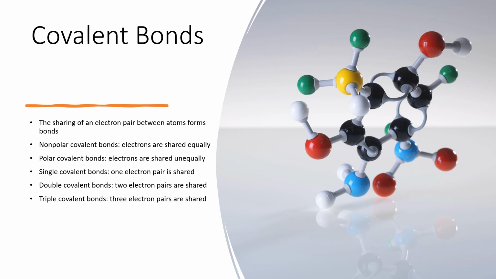Single covalent bonds are formed when one pair of electrons is shared. Double covalent bonds are formed when two pairs of electrons are shared. Triple covalent bonds are formed when three pairs of electrons are shared. Now let's go to the next slide.